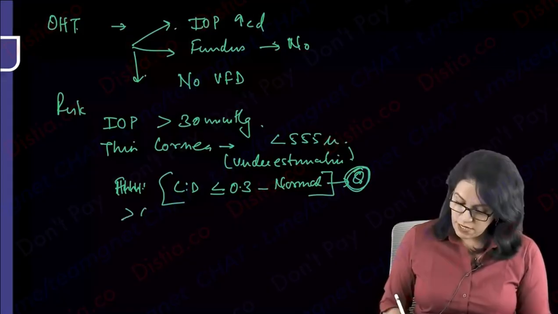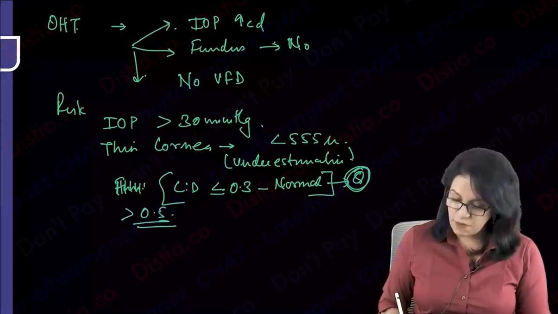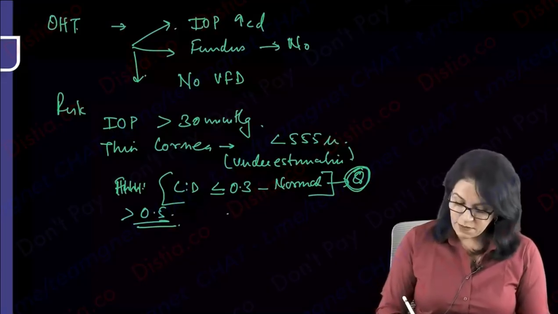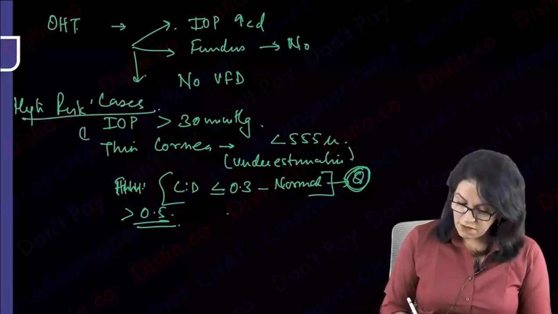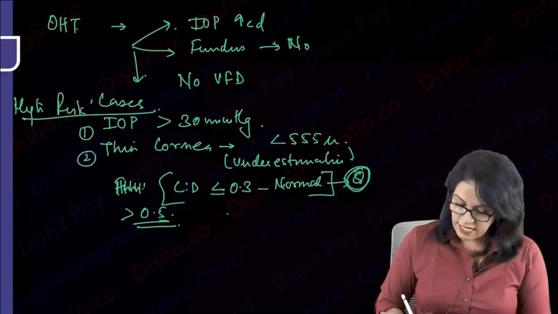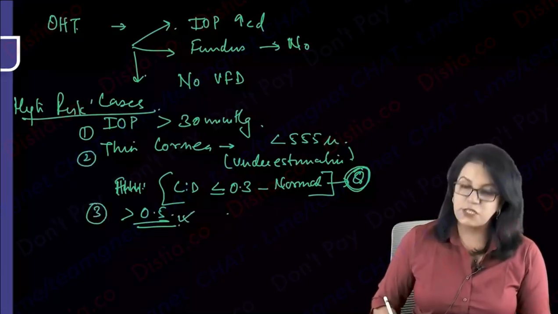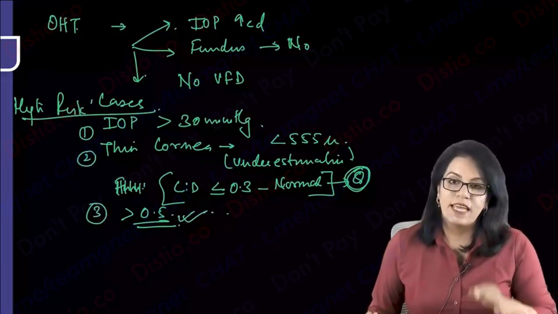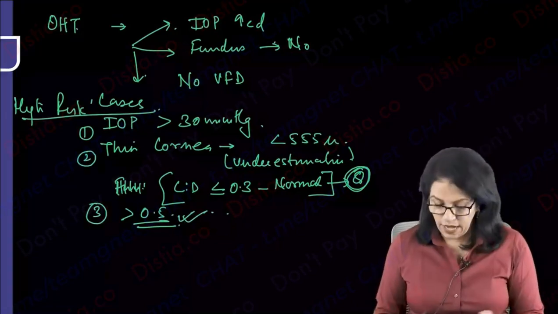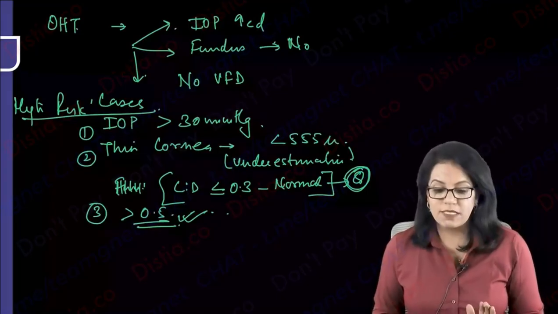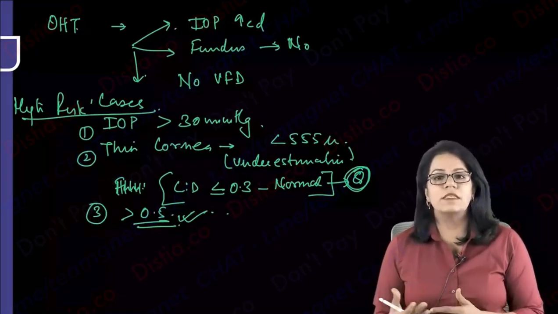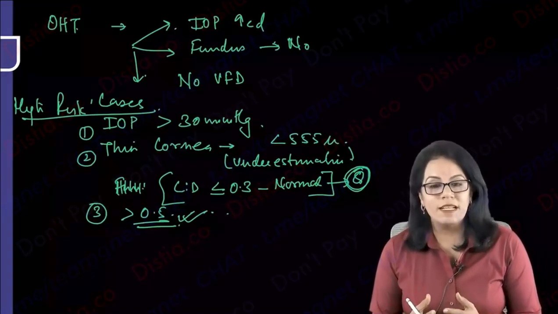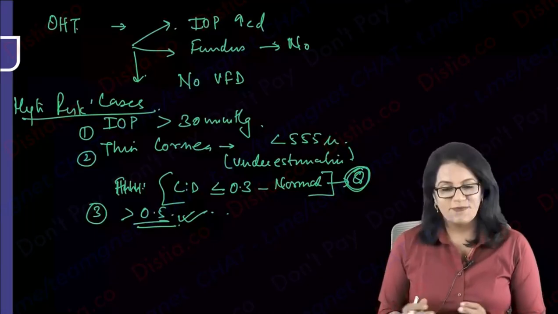But if it is more than 0.5 and we are noting higher pressures, I can consider him a high risk case. Okay, so these are high risk cases of ocular hypertension where pressures are more, cornea is thin, or even the CD ratio is more than 0.5. In such cases, I will decide, okay, let me start the treatment. And as I said, the treatment will be the same as we will discuss for open angle, but in a less aggressive form. Take it?